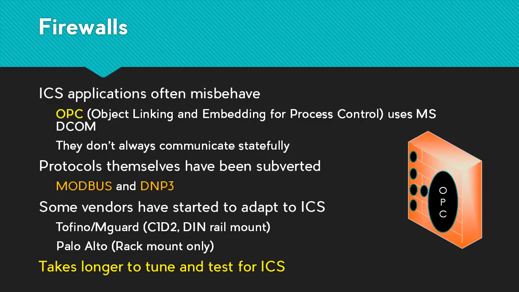Tofino and mGuard are two very well-known industrial firewalls. They run on 5-volt DC, they're running rail mount, they're running in an OSHA classified environment, meaning that there could be explosions possible or fire possible based on the atmospheric conditions. So you do have some firewalls out there that are designed for ICS. Palo Alto has started an ICS firewall, currently rack mount only, but it does have some ICS support built into it at the protocol level and the signature level. So just understand too, your firewalls in an ICS environment are going to take longer for tuning and testing purposes.